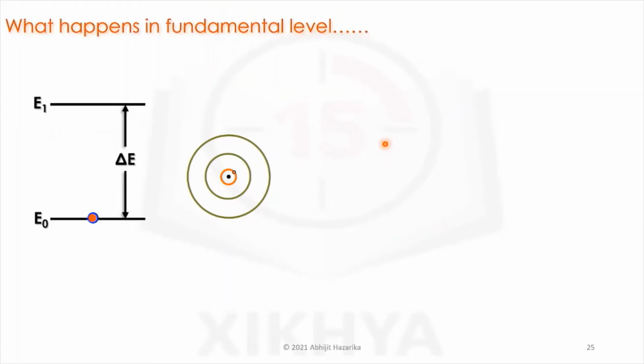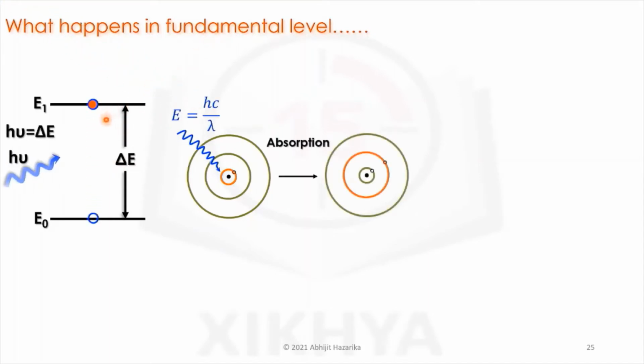Now, let us look at what happens at the fundamental level. Let us take a simple system where we have a ground level electronic energy E0 and a higher level electronic energy E1, and there is the energy gap delta E. When light with energy equivalent to the difference in energy between E1 and E0 falls upon the system, the electron at E0 jumps up to the higher energy level, that is E1. This process is called absorption or excitation.